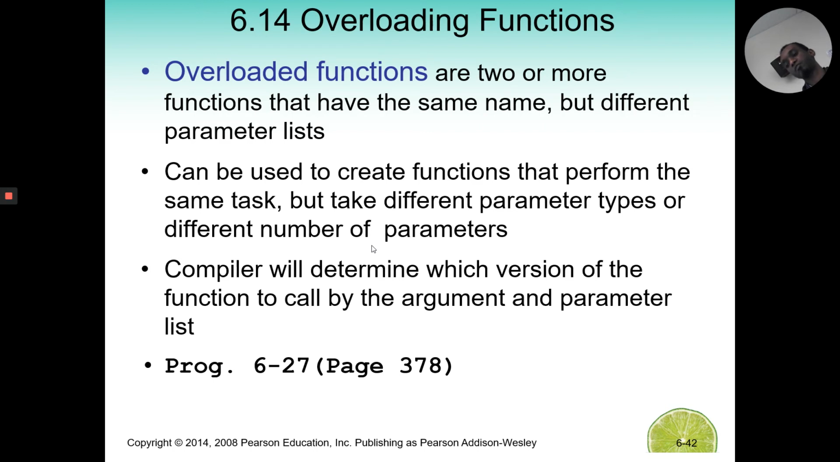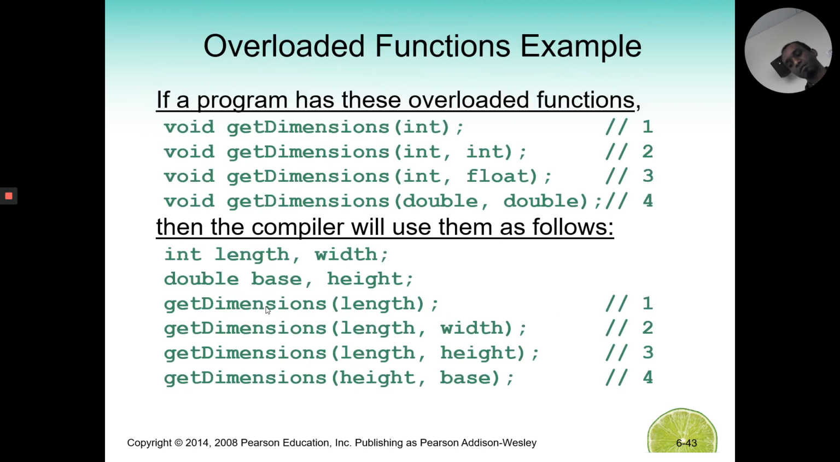Overloaded functions are two or more functions that have the same name but a different parameter list. Okay? It can be used to create a function that performs the same task but takes different parameter types or different numbers of parameters. So the compiler will determine which version of the function to call by the argument and parameter list. For example, here, this one has one parameter, you have two different data types, two that are the same.